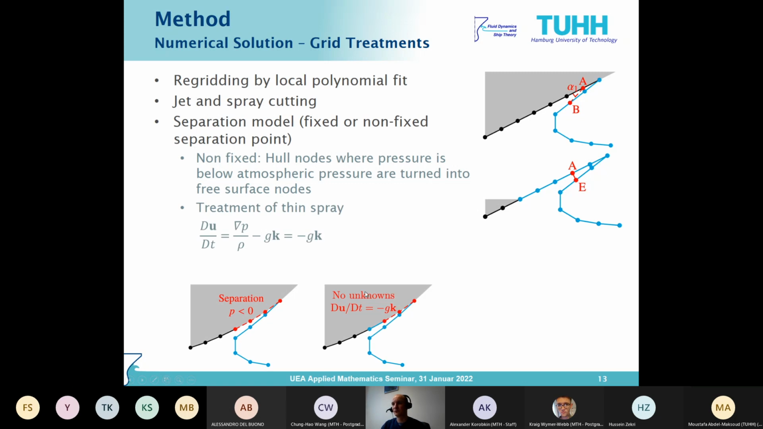And there's also the option that if the spray becomes very thin, then if you look at the Euler equation, the pressure gradient will become 0, and then we can calculate the velocity directly using the Euler equation and do not need to use the boundary value problem for calculating the velocities. It's also possible that if the flow reattaches to the hull, then those air cavities will just be erased.